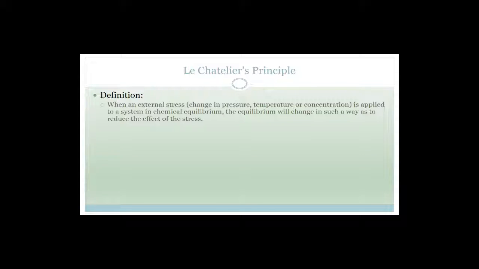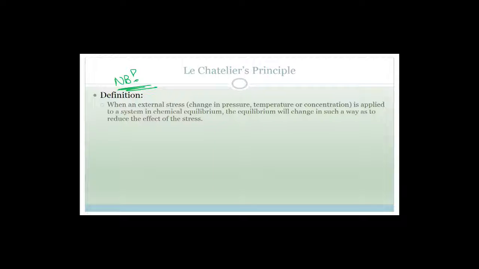But first, let's talk about Le Chatelier's principle. And yes, I am terribly sorry, grade 12, you have to learn this definition. It's a horrible definition to learn, but you have to. It says, when an external stress, in other words, a change in either pressure, temperature, or concentration, is applied to a system that's in chemical equilibrium, the equilibrium will change in such a way as to reduce the effect of the stress.